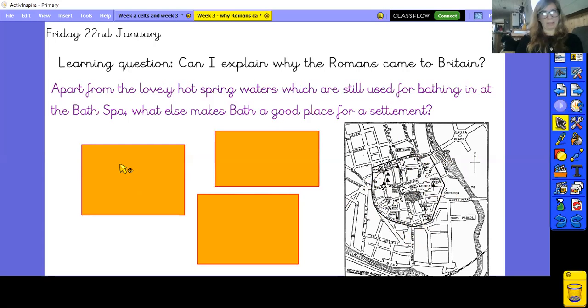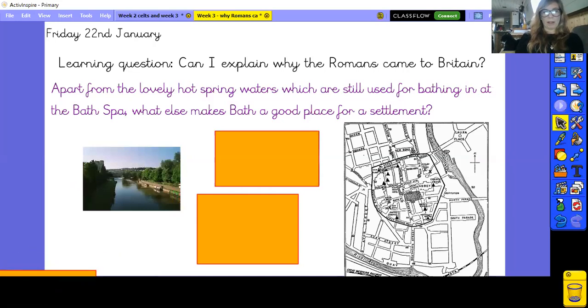But what else is there in Bath apart from the lovely hot spring waters, which people used to go and bathe in because they thought it was really good for them, a healthy thing to do? And the Romans loved a good spa. We also have in Bath the river. That would have been really useful for water, for washing and things like that.